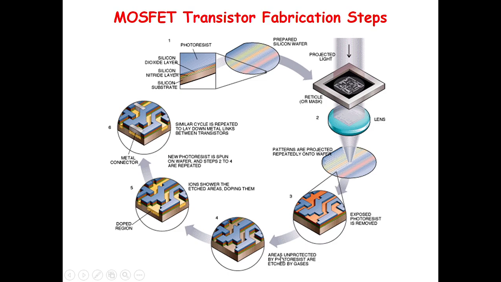So number 4, areas unprotected by photoresist are etched by gases. This is the shape you get at number 4, and in this step you have ion showers hitting the etched area and doping it. Here you have this doped region. A new photoresist is spun on the wafer, and steps 2 to 4 are repeated. Then at number 6, a similar cycle is repeated to lay down metal links between the transistors. Here you have the metal connectors, and here you have the fabricated transistors. So this was the description of the MOSFET transistor fabrication steps.